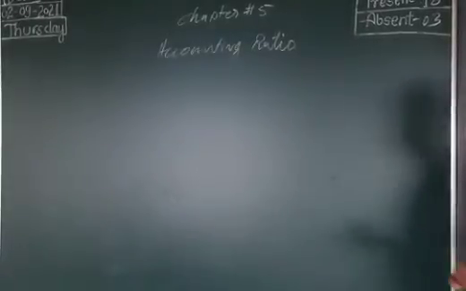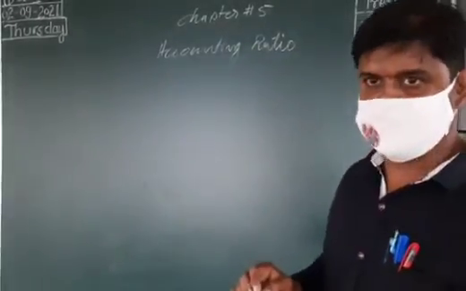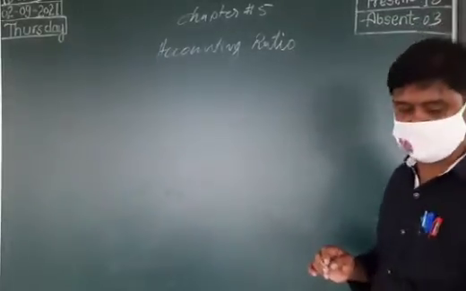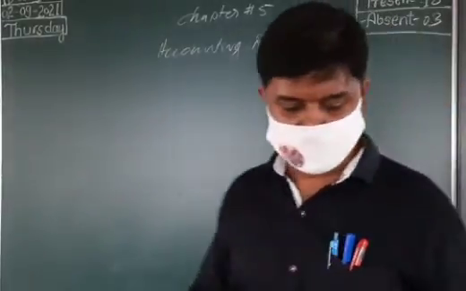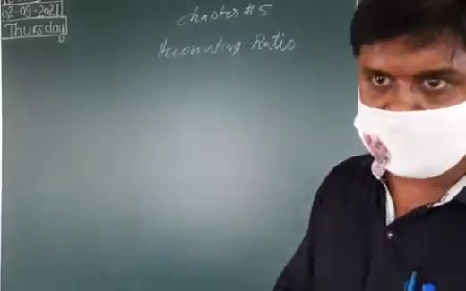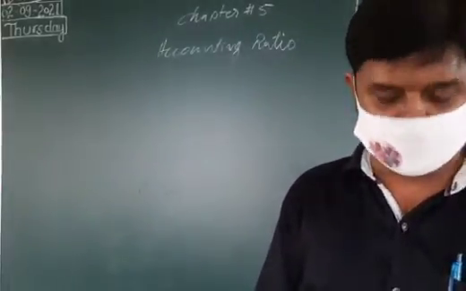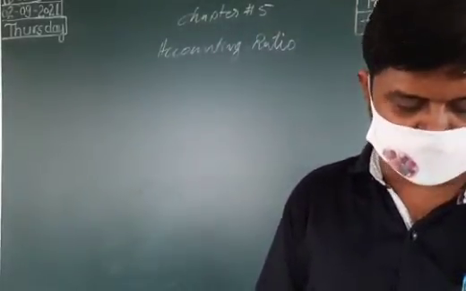Today we are going to see Accountancy chapter 5, Accounting Ratios, video number 7. Here we are going to see the last one of the solvency ratios, that is the interest coverage ratio.